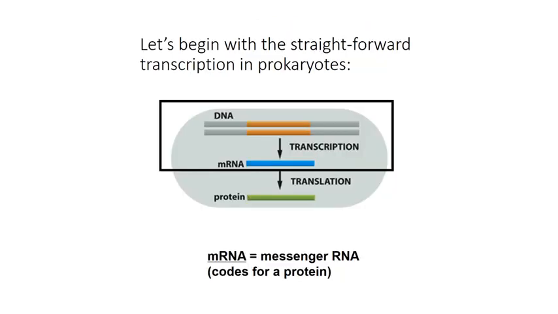The process that we are going to concentrate on is now circled here. We have the transcription that gives me an mRNA. This is the so-called messenger RNA, and this type of RNA codes for a protein. And when I already make this distinction, then you can already imagine that we are going to have other types of RNA as well.